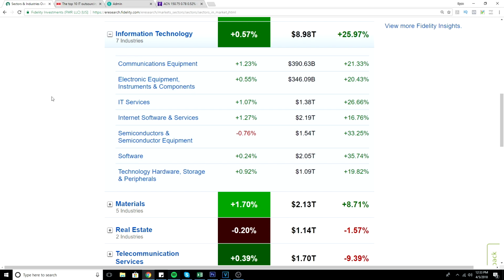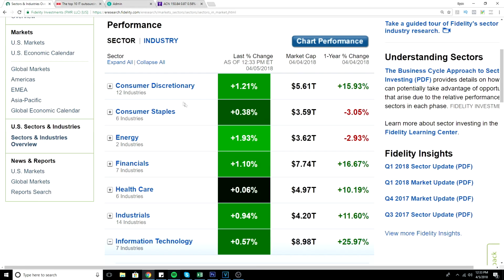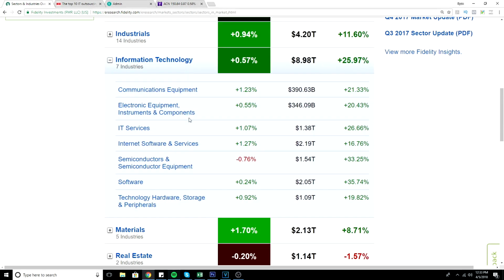So I don't want to be going after the red hot industry here. This is a very hot sector, the information technology sector, but the top ones in here are software and semiconductors. And so I actually decided on IT services for this example here. So we're going to go ahead and say that we've looked at these different sectors and we want to go ahead and find an investment within the IT services industry.